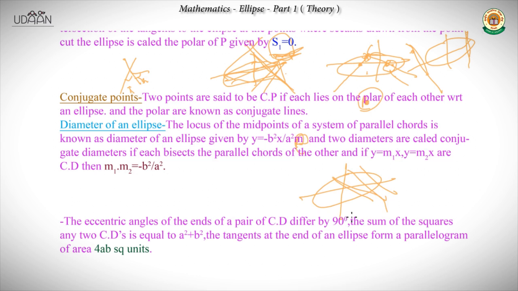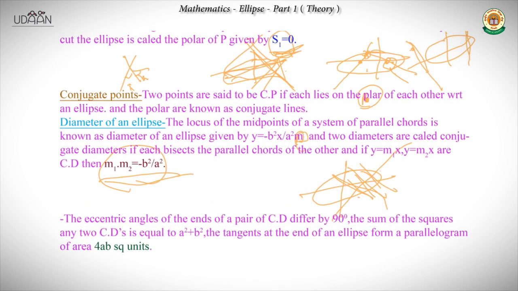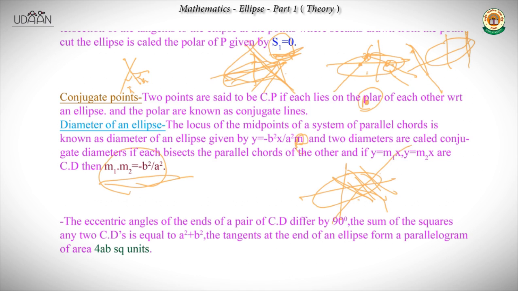So if this is one of the diameters, and if we take another chord like this, such that this diameter bisects the other chord too, then they both are known as conjugate diameters, and the condition is m1 m2 equals minus b square by a square, where m1 and m2 are the slopes of the 2 conjugate diameters.